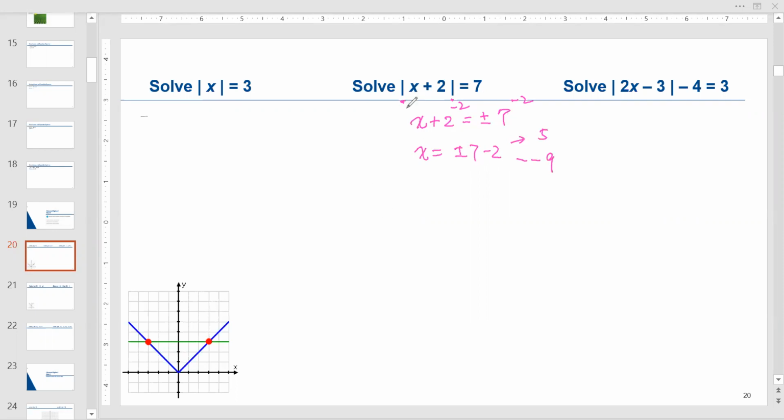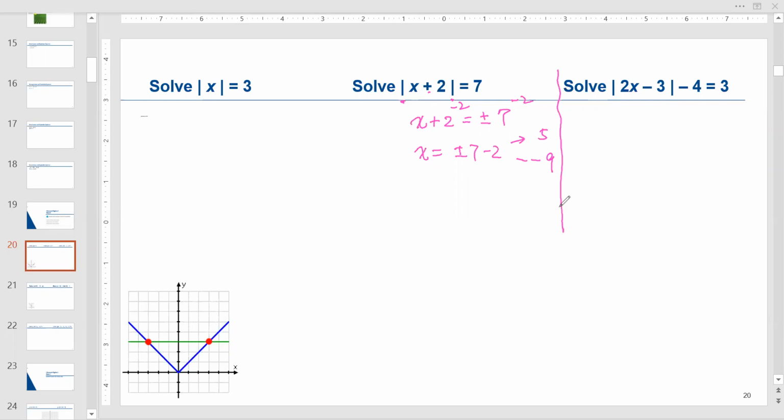Of course, you can plug back in to double confirm. Negative 9 plus 2 is negative 7, so the absolute value is 7. 5 plus 2 is 7. The absolute value is 7, right? All right, let's see the third one here.